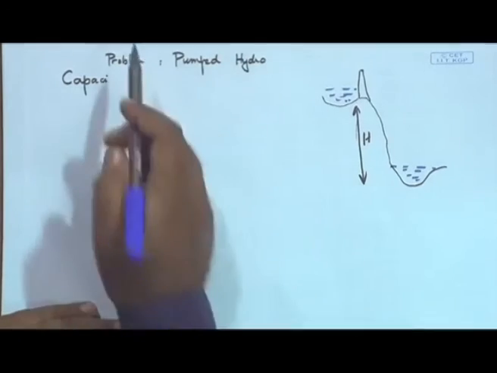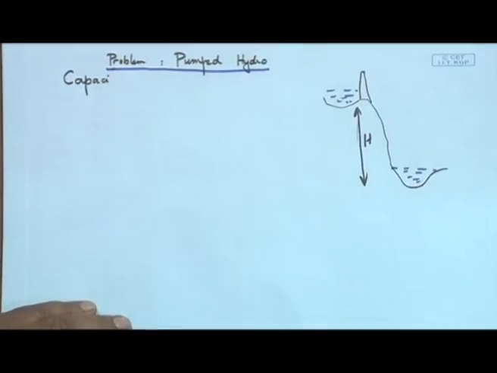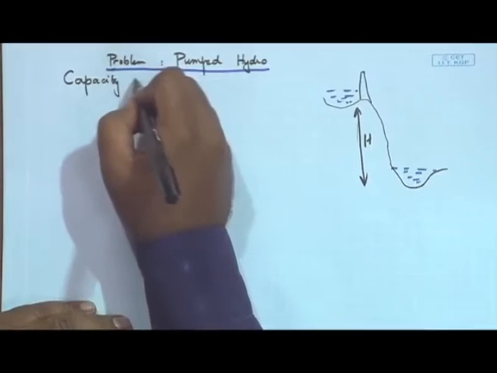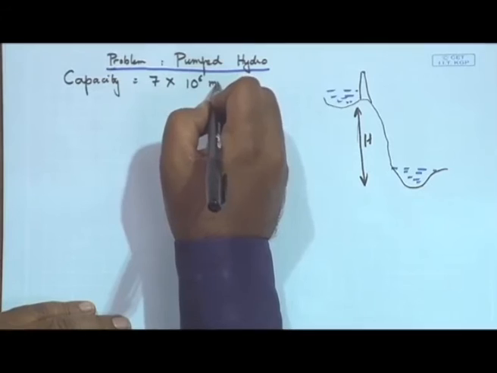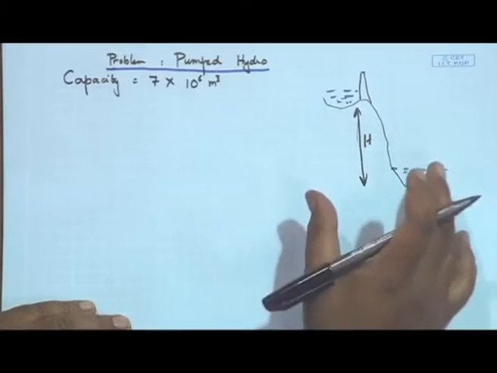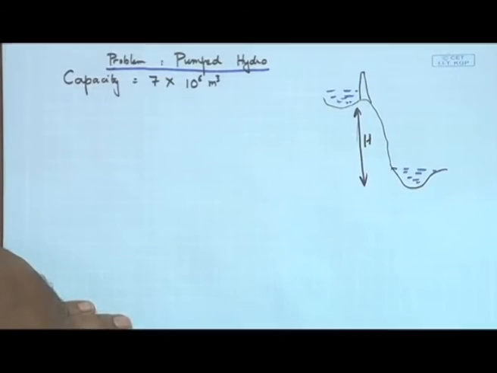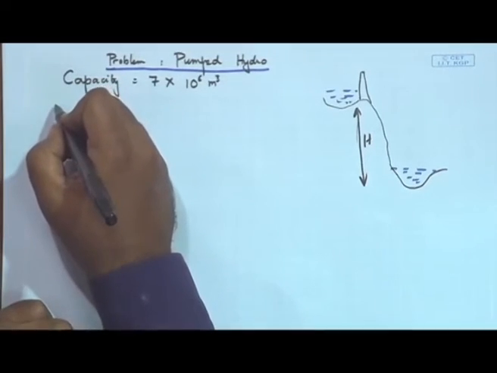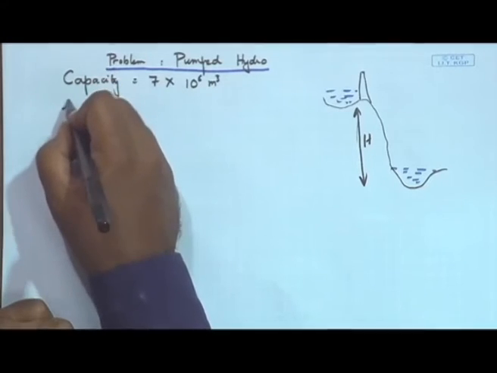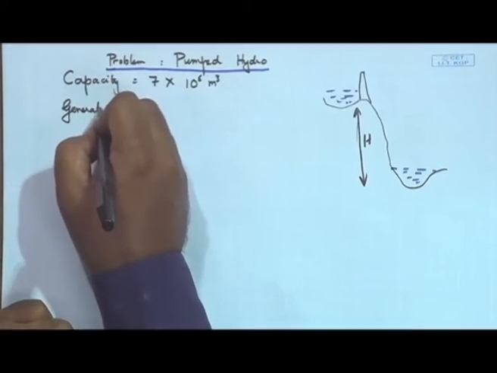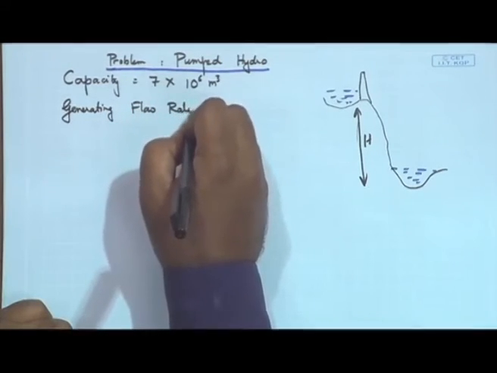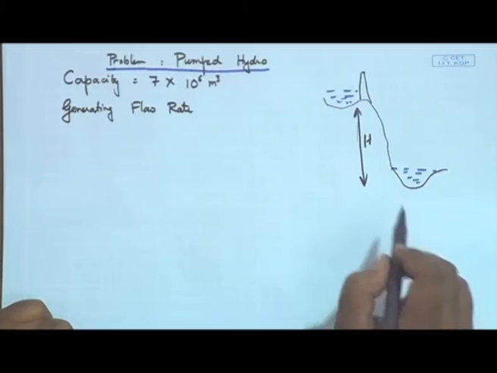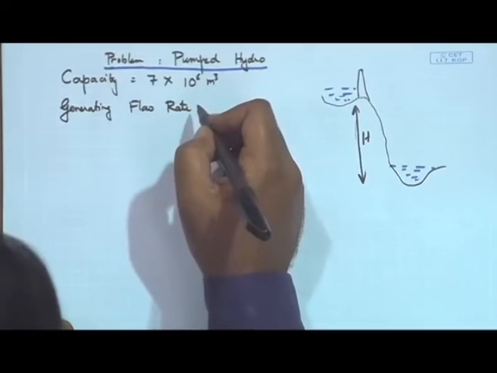What is given? We know the capacity is 7 times 10 to the power 6 meter cubed. This is the volume of water that is pumped up. Clear? So, therefore, generating flow rate: when the power is generated, what is the flow rate into the turbine?